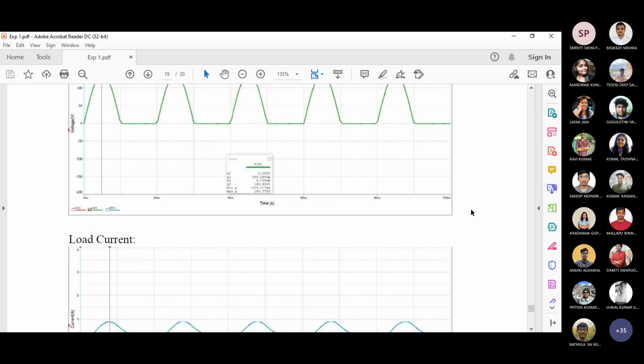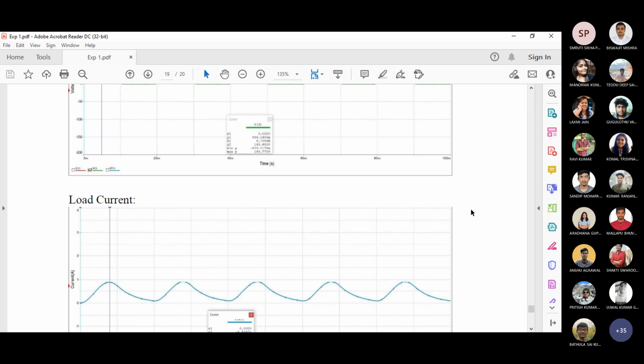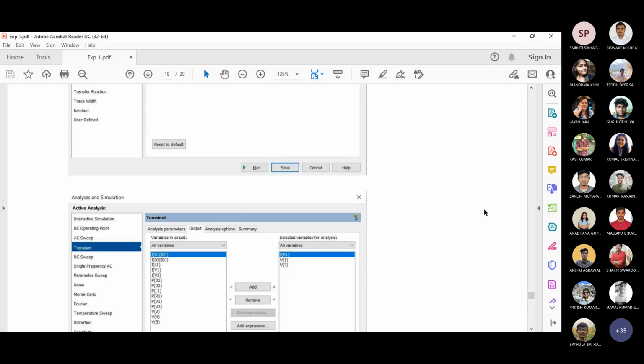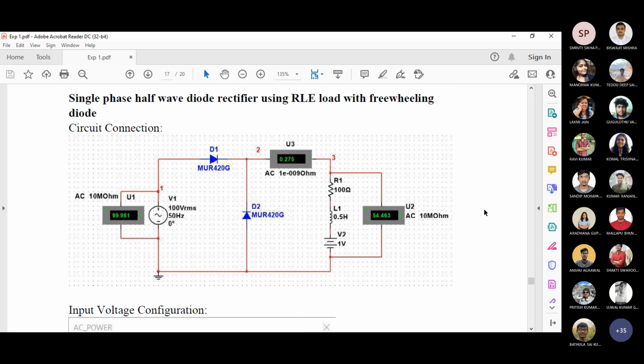That table is not given here, that's why I'm telling you to note it down in your copies. When you are simulating, please prepare the table. That is number one. Number two, what is number two? I am talking about your RL load, so for the RL load, you study that.